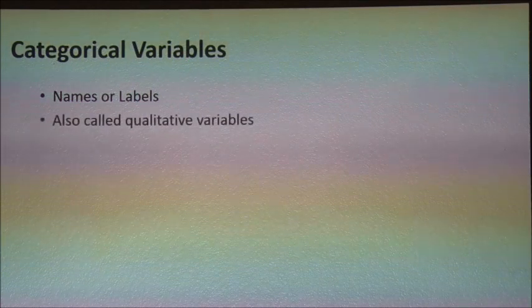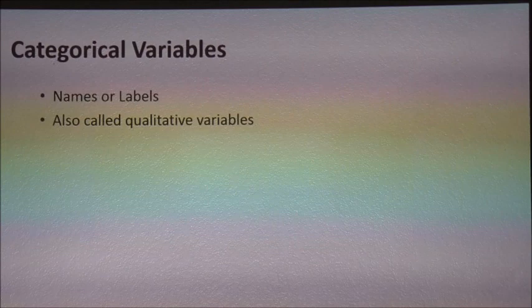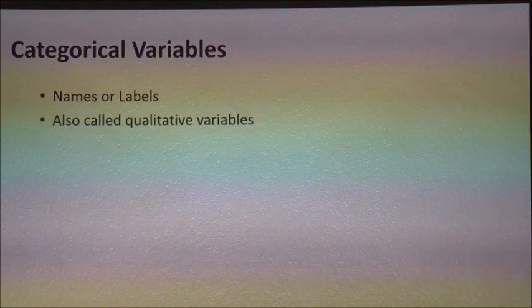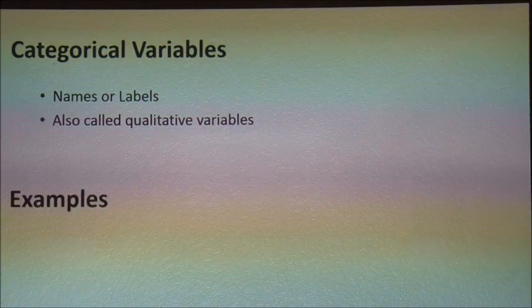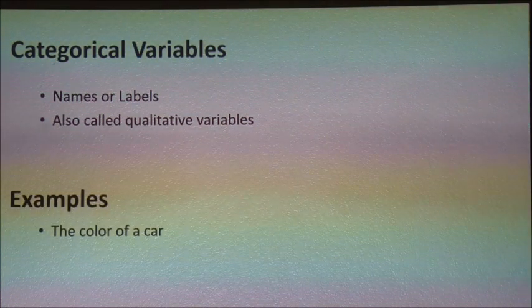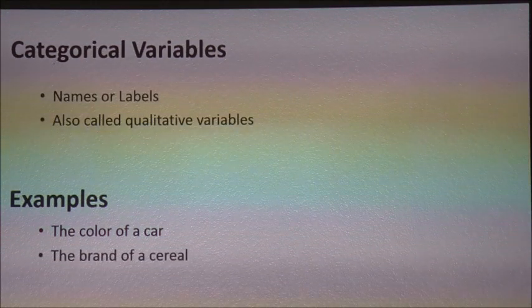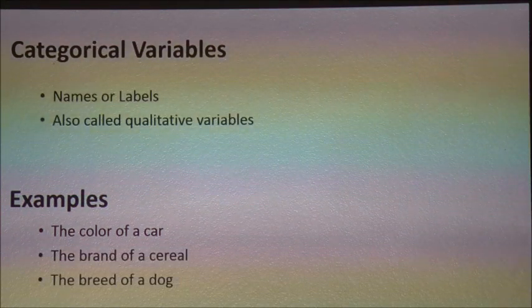Let's talk about categorical variables now. Categorical variables are always names or labels of something, and these are quite often also called qualitative variables. We won't use that word so much in this class, but you will hear that said in other places. A couple of examples of categorical variables are the color of a car in a car lot, maybe, the brand of the cereal on the shelf at the grocery store, or maybe the breed of a dog.